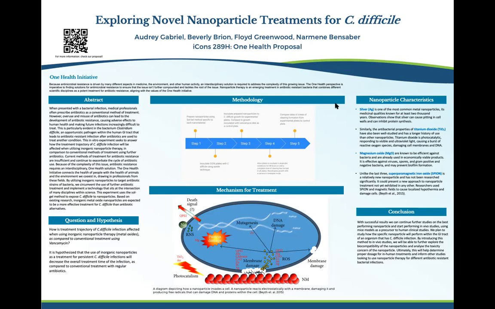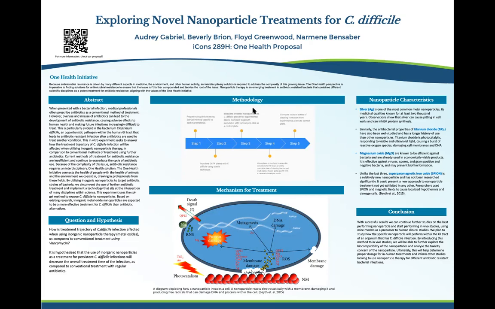This experiment considers 4 different nanoparticles: silver, titanium dioxide, magnesium oxide, and superparamagnetic iron oxide, or SPION. Silver is one of the most common metal nanoparticles, its medicinal qualities known for at least 2,000 years. Observations in modern experiments, however, show that silver can cause pitting in cell walls and can inhibit protein synthesis.